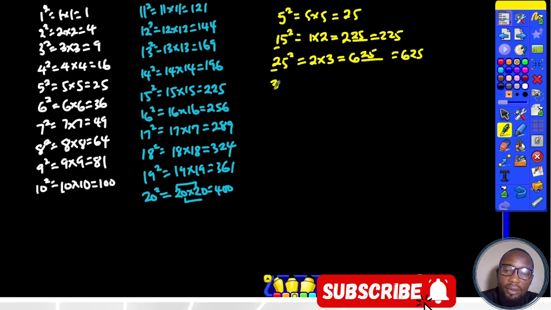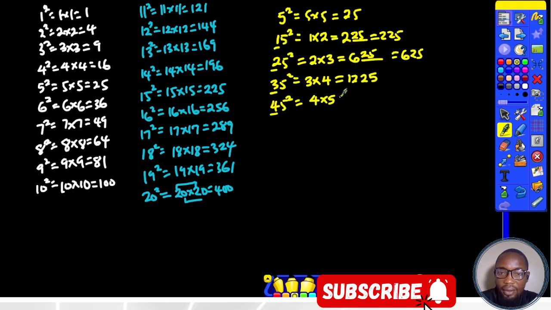What about 35? 35 squared is going to give you what? This number first, which is 3, multiplied by the next counting number, 1, 2, 3, 4. The next counting number is 4. 3 times 4, guys, is 12. Let's add 25, and your answer is 1225. That's the answer. Now 45 squared, we just focus on the 4 and say 4 times the next counting number, which is 5, and we're going to have 4 times 5, which is 20. Then just add 25. This is your answer.